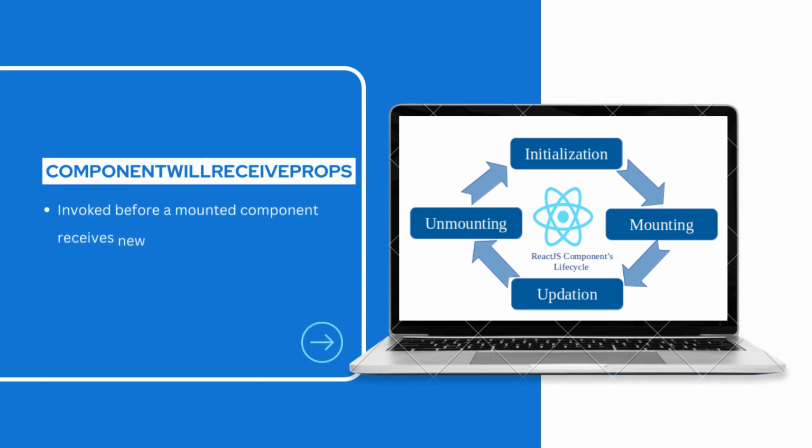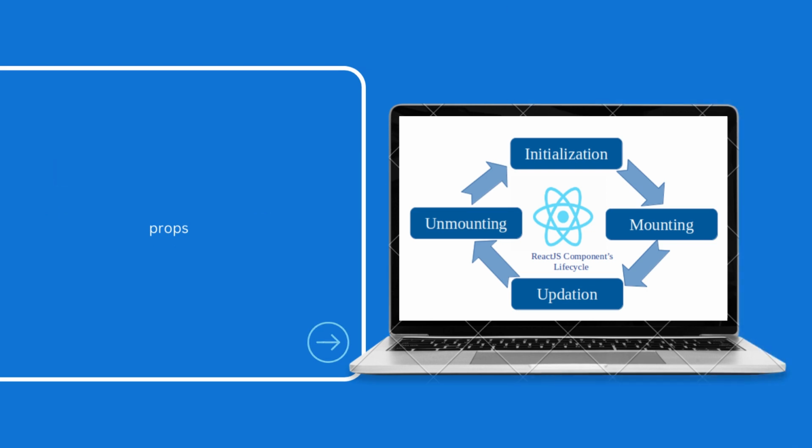So our first lifecycle method is componentWillReceiveProps. ComponentWillReceiveProps was a legacy lifecycle method in React that was called when a component was about to receive new props from its parent component. However, it's no longer recommended for use and has been deprecated in React 16.3 and later versions.